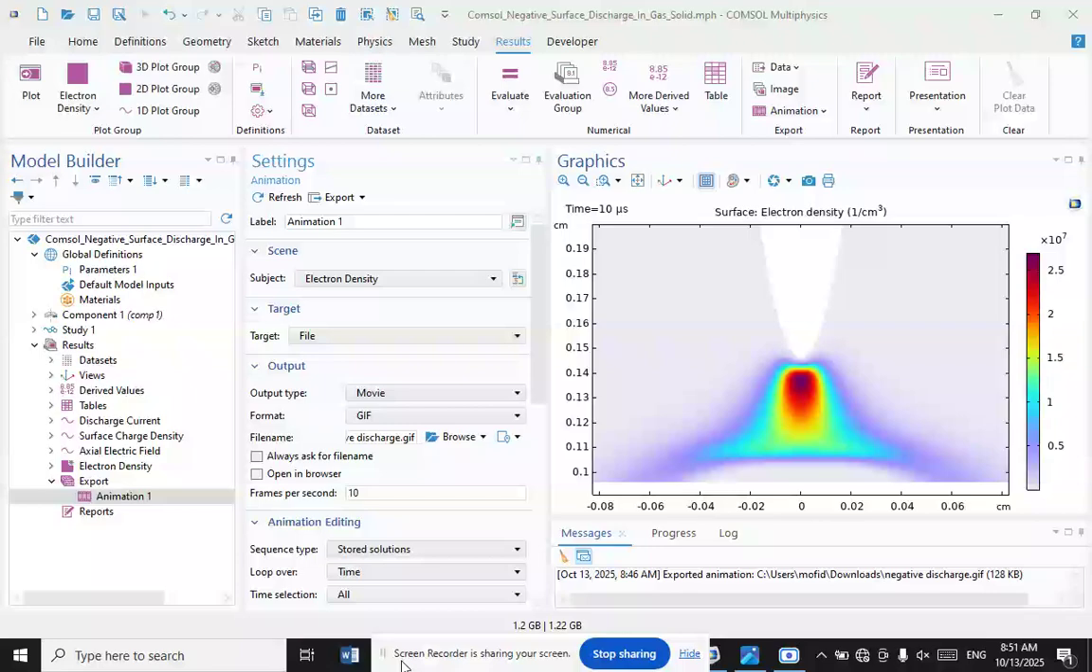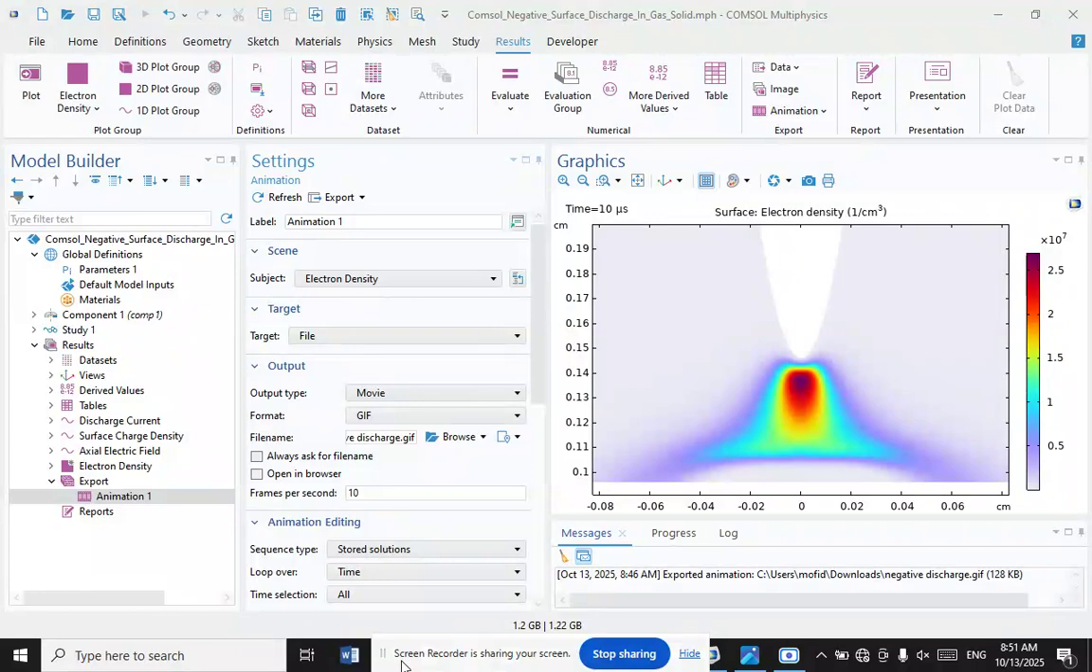Unlike its positive counterpart, factors like gas pressure, humidity, and gas composition affect its development and severity, with higher pressure or humidity potentially accelerating discharge formation but also increasing accumulated surface charge.